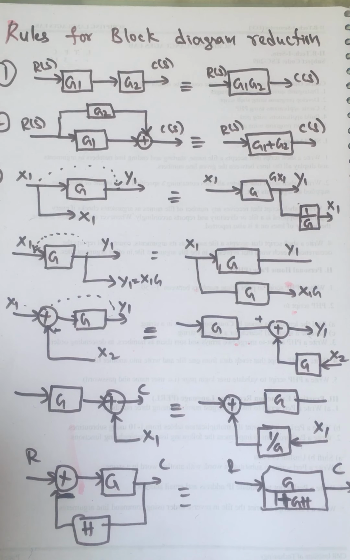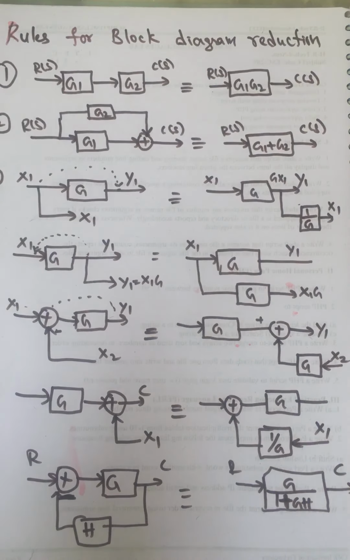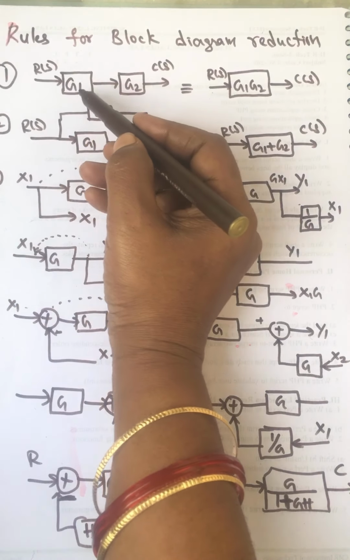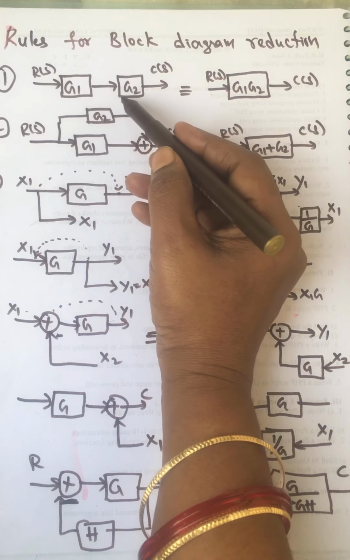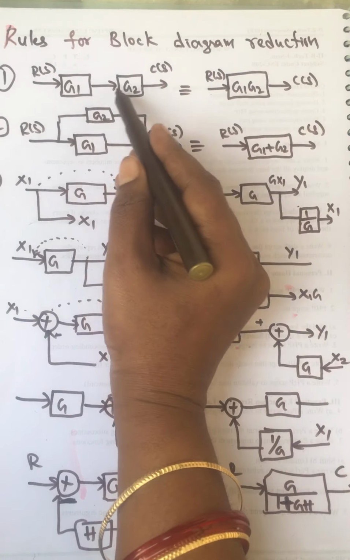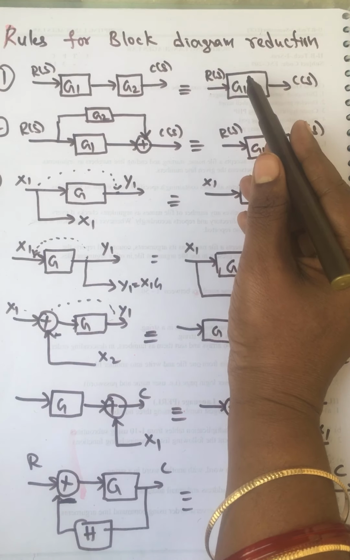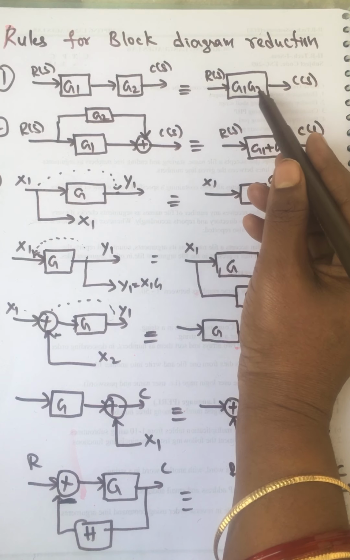In this lecture, we are going to discuss rules for block diagram reduction. There are 10 rules for block diagram reduction. The first rule is that if two blocks are connected in cascade like this, where R of S is the input, and G1, G2 are the two blocks connected in cascade, this should be replaced by just the product of these two gains, G1 into G2. So it will be replaced with a single block whose gain is G1 G2.